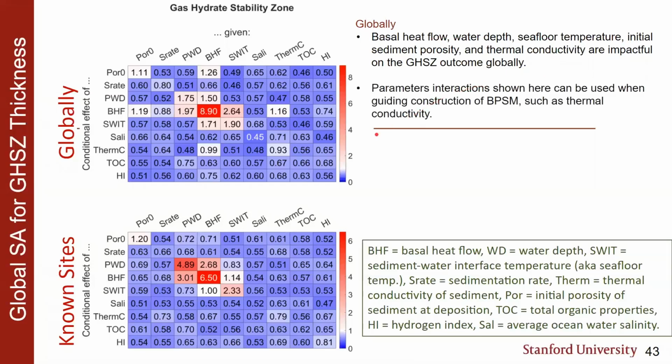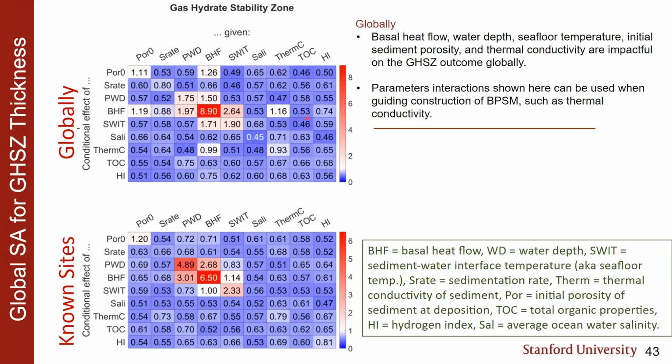We can also see parameter interactions here, and these can be used when you're constructing basin and petroleum system models. What I mean by that is, we'll take this example where basal heat flow interacts with thermal conductivity of sediment. What this means is that when you vary the thermal conductivity or the basal heat flow, they have a relationship. So you have to consider or confine both of them.